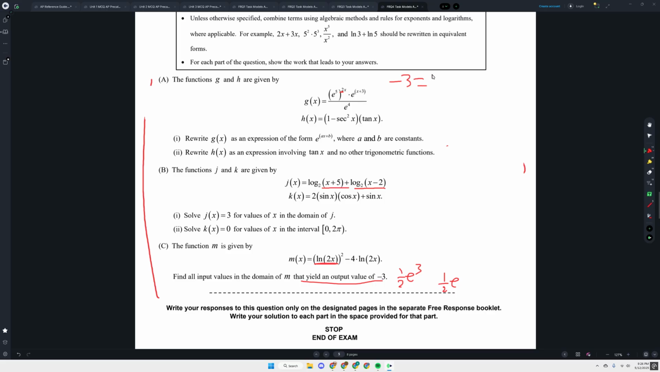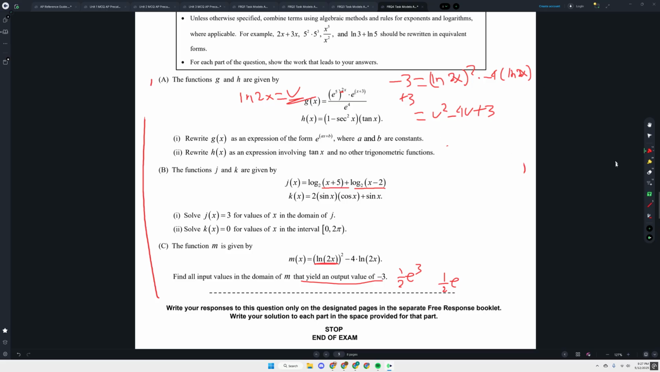-3 is equal to ln of 2x squared times -4 ln of 2x. So ln of 2x is going to be equal to, for everyone that's been wanting it, u, for everyone that's been asking for this entire time. We add 3 to both sides, and we get u squared minus 4u plus 3. And now we're going to factor. What is u? It's just our temporary variable.